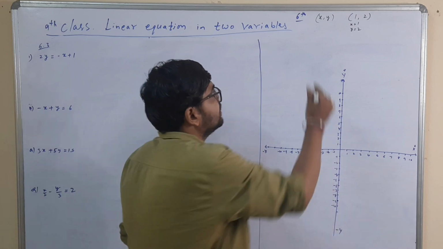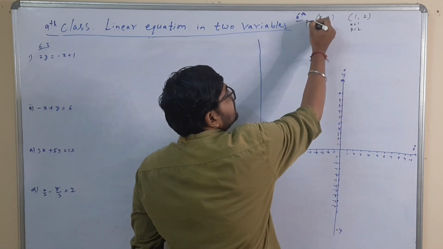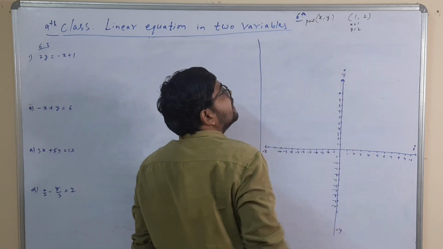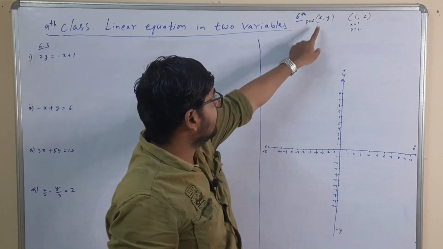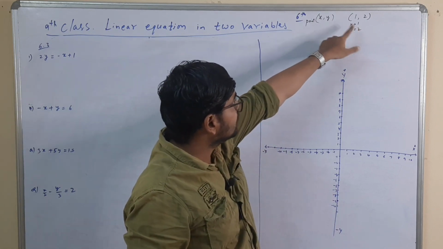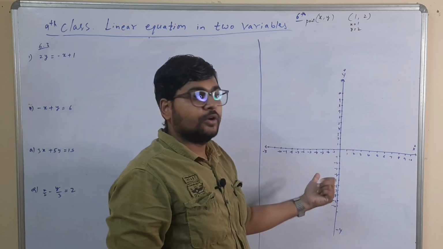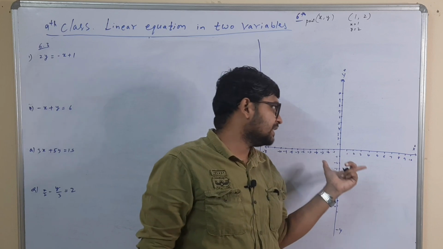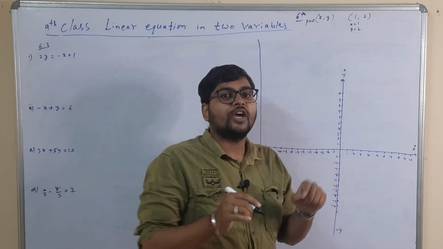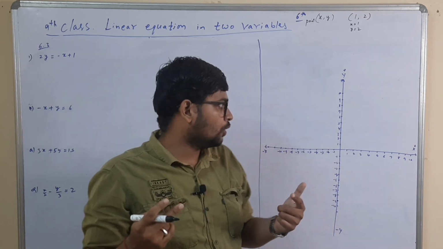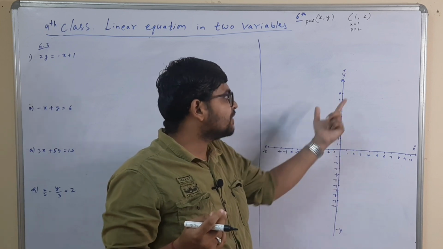So this is a point on the graph that we have to measure. x and y are given, so 1 comma 2: the x value is 1, the y value is 2. We have to represent this in the graph. Now see how to represent a point in a graph. If you have a minimum of 2 points, we can make a line.